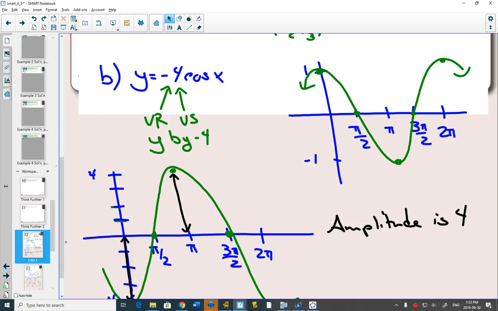Okay, questions to practice. 3A and B, 4, 5, and 9.